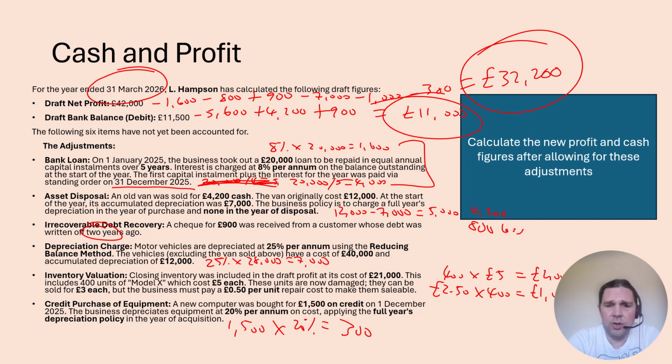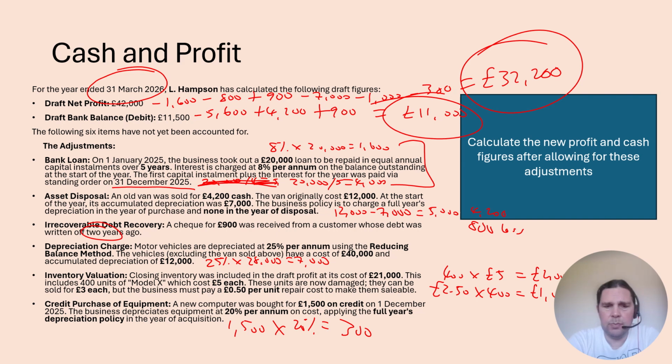So from an interest point of view, it's 8% per annum. We've had the loan for the whole year. 8% of £20,000 is 1,600. So we'll take £1,600 off profit. It's said that the loan's going to be paid in equal annual capital instalments over 5 years. Well, 20,000 over 5 is 4,000. So every year you're going to be paying £4,000 off the capital of that loan. We are paying £1,600 of interest for this one. So £5,600 is going to be the cash outflow.